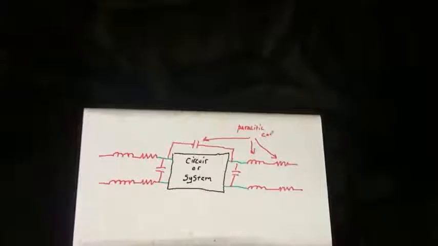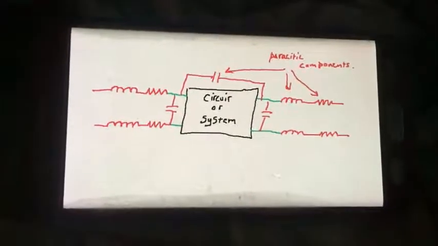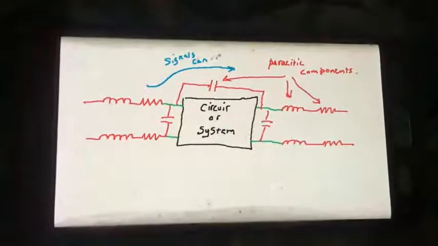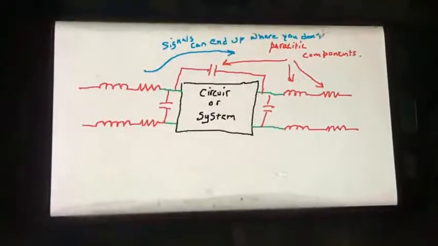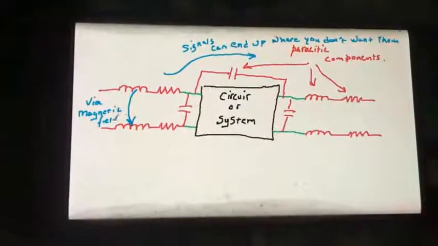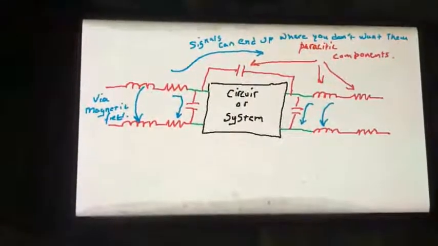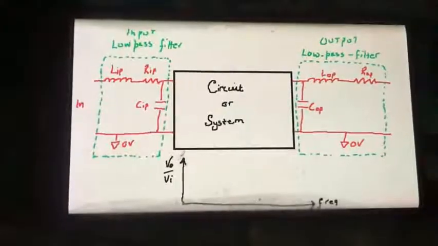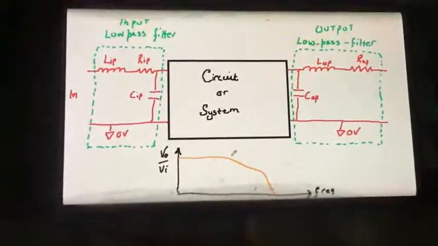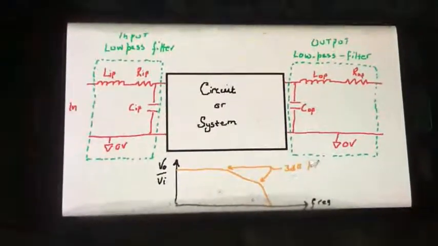Parasitics have two bad effects on the circuit. Firstly, unwanted signals can get into places where they shouldn't be, because they can pass through the parasitic capacitances or through the magnetic fields of the parasitic inductors. Secondly, they mean that all circuits will be limited in their frequency of operation because they contain low-pass filters, as shown in the diagram, and stop working at high frequencies. And also, because these are filters, they can exhibit unexpected phase changes at these frequencies.